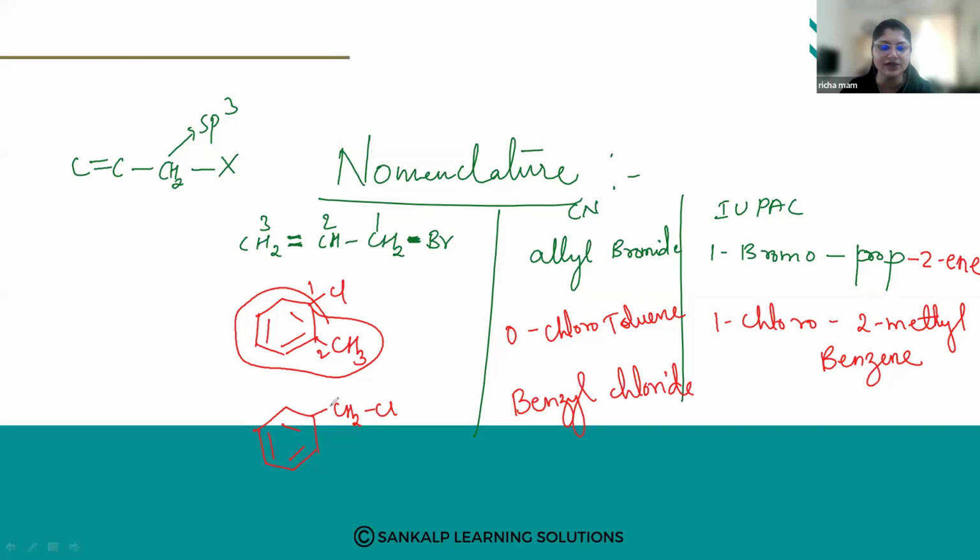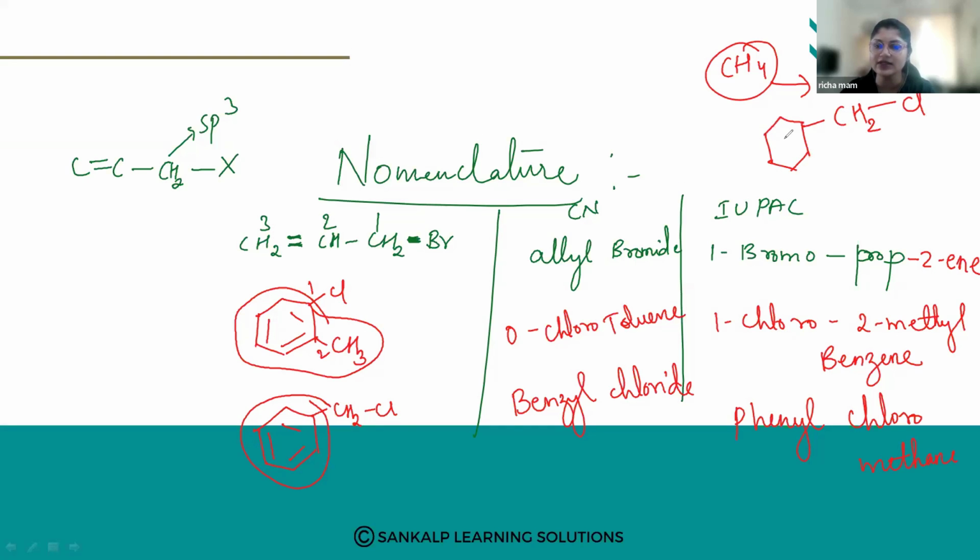It is phenylchloromethane. How is it phenylchloromethane? See, CH4: one of the hydrogens is replaced by Cl and another is replaced by a benzene ring. So this is a phenyl group, this is a chloro group, and this is methane. So it is phenylchloromethane.